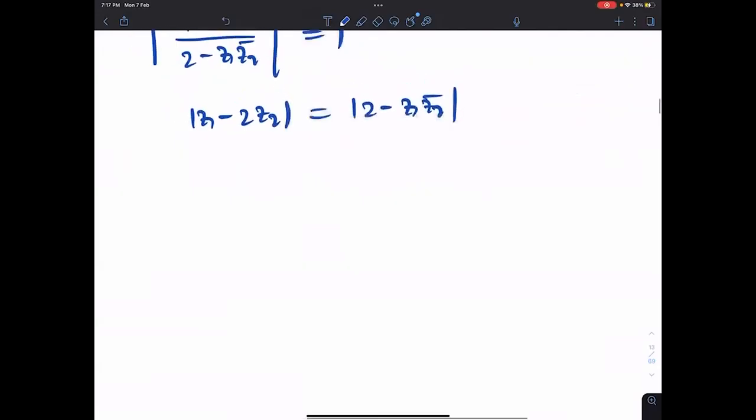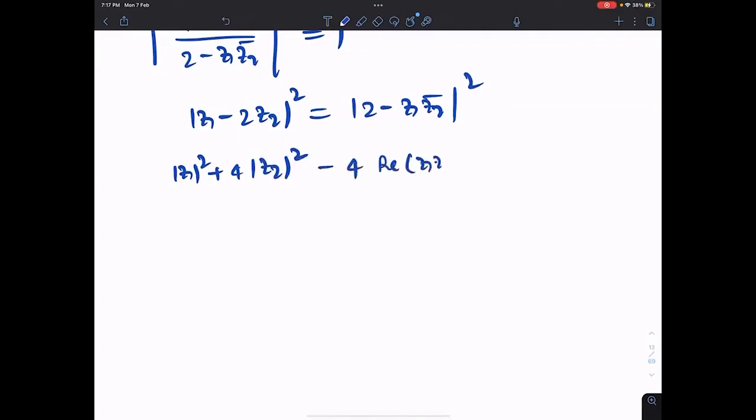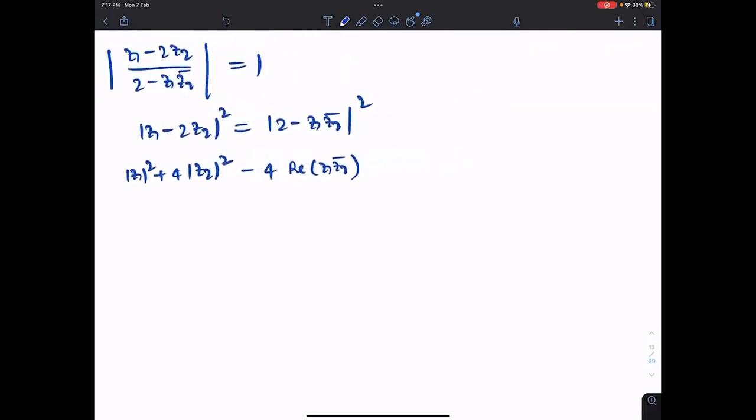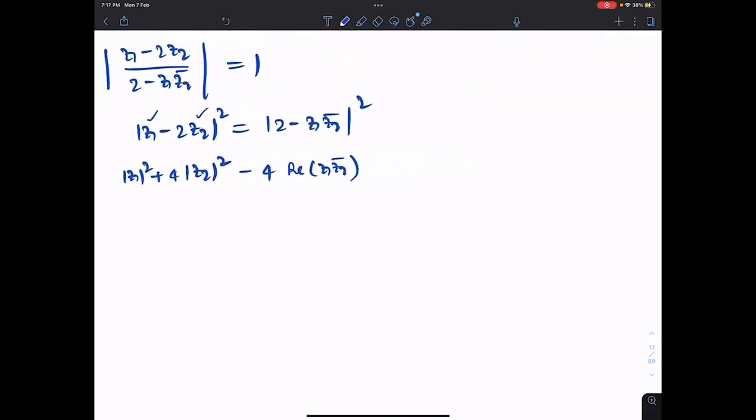If you square, you remember this formula? Just now we have told, no? Modulus of (A Z1 plus B Z2) whole square. What is the formula? Mod Z1 square plus 4 times mod Z2 square minus 4 times real part of Z1 Z2 bar. Okay. One complex number into the other one's conjugate. You can write Z2 Z1 bar also. Any one complex number into the other one's conjugate. Equals, on the right hand side, 4 plus mod Z1 Z2 bar whole square minus 4 times real part of.